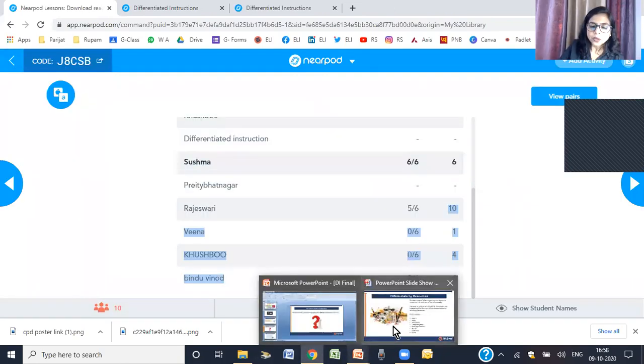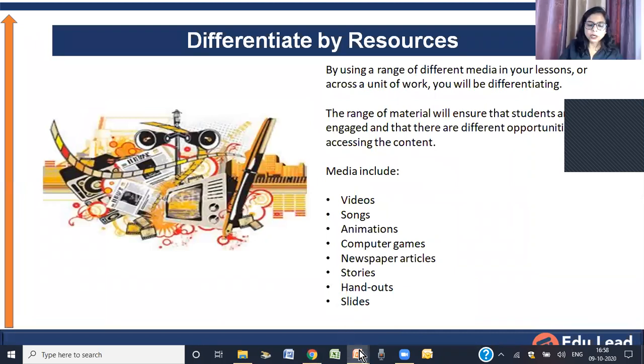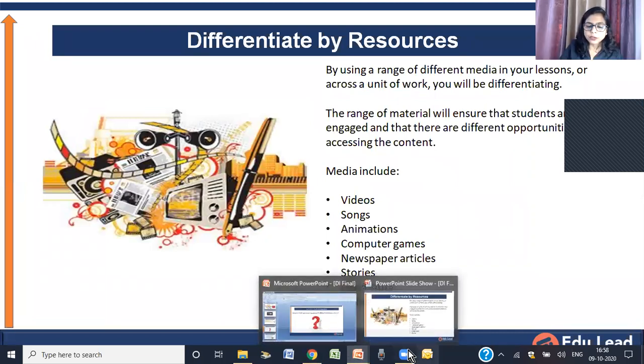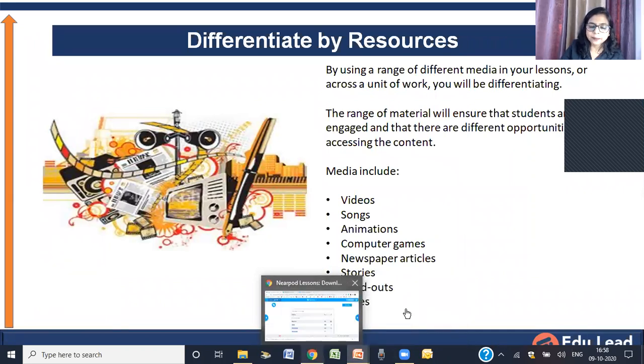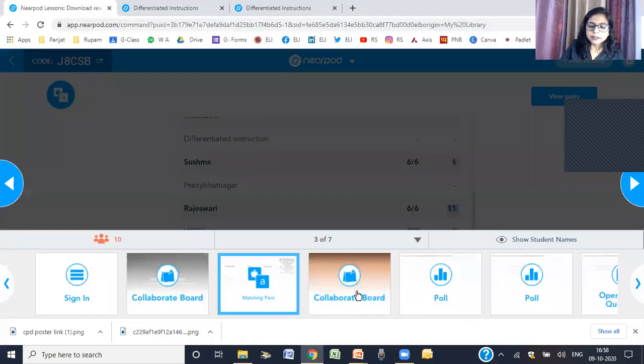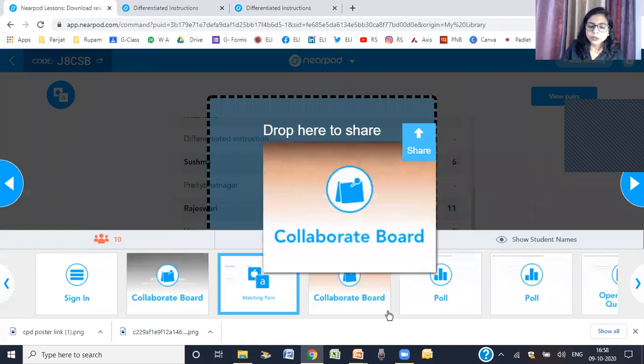Okay, so that's one, but don't move out of Nearpod. Don't move out, because the second thing which I want all of you to attempt now is, again, a small collaboration which I want you all to do.